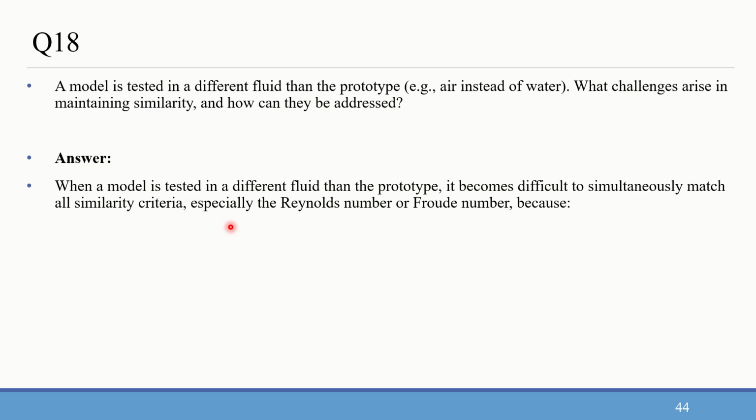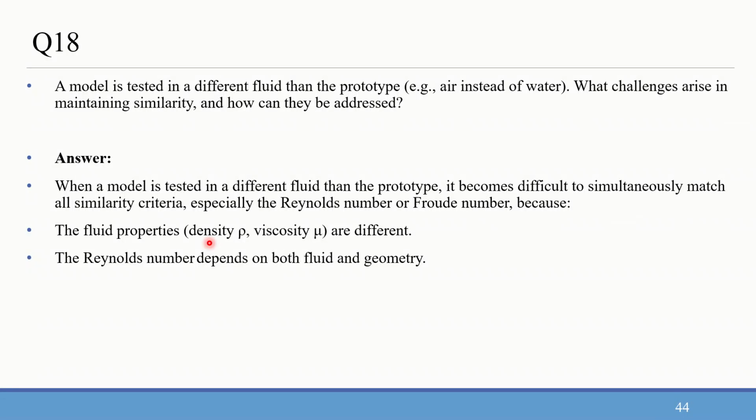When a model is tested in a different fluid than the prototype, it becomes difficult to simultaneously match all similarity criteria, especially the Reynolds number and Froude number, because we have to ensure geometric, kinematic, and dynamic similarity. It is difficult to satisfy all criteria for the Reynolds number and Froude number, because fluid properties vary: density varies, viscosity varies, and Reynolds number depends on both fluid and geometry, since it is rho V D by mu, where D is the characteristic length. So it depends on fluid properties as well as geometrical properties.